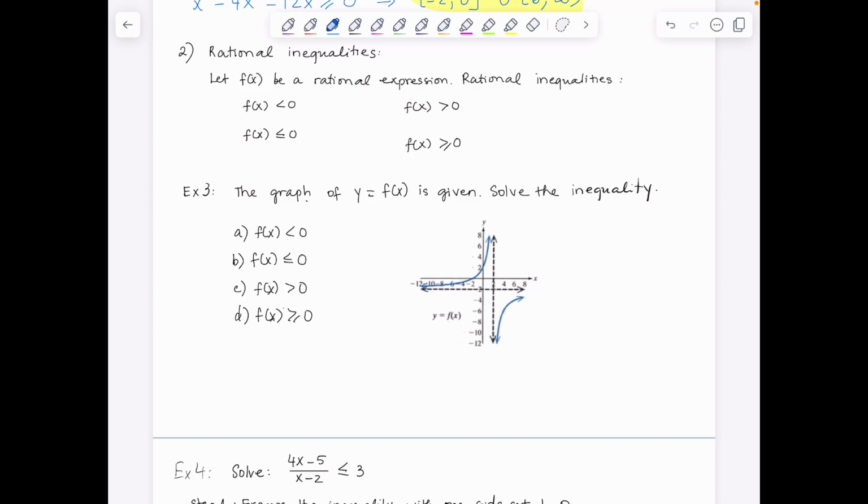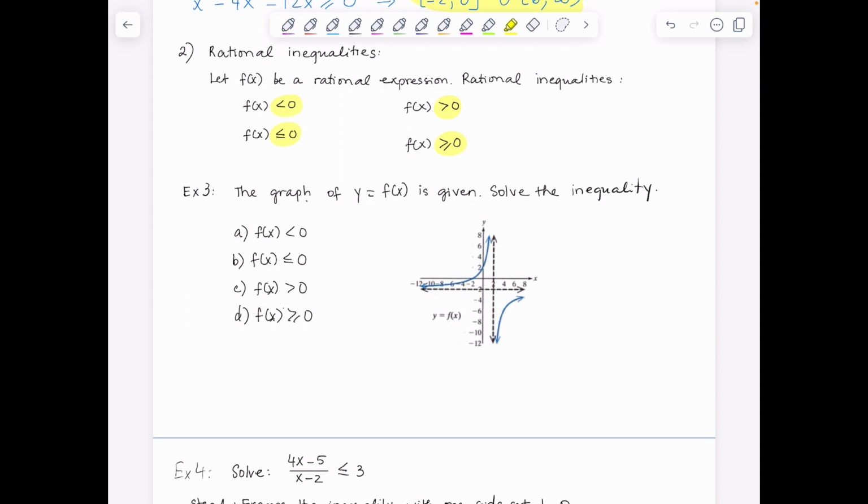In this video, we are going to talk about rational inequalities. Just like polynomial inequalities, if f of x is a rational expression, then we can have one of the four scenarios. f of x is less than 0, less than or equal to 0, greater than 0, or greater than or equal to 0. Let's try to understand this concept in a graphical sense.